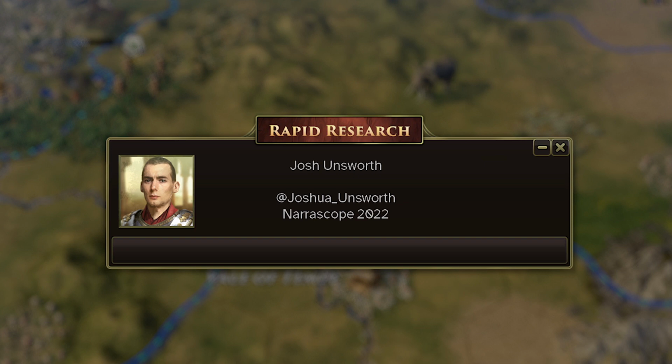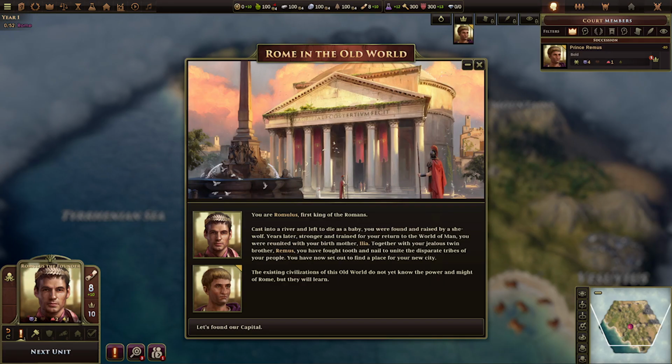My name is Josh Unsworth, and I'm a game designer and writer on Old World by Mohawk Games. To give some context, Old World is a 4X strategy game set in the ancient world. One of the central changes to the genre formula is the introduction of characters. These are leaders and courtiers who have relationships, opinions, and traits, creating a constantly shifting strategic landscape.